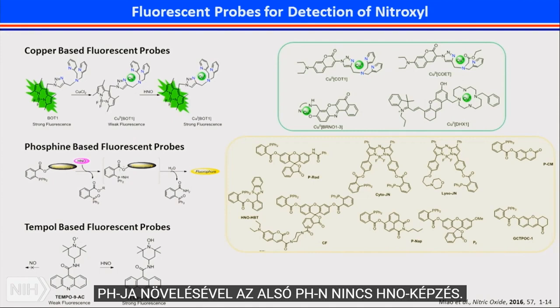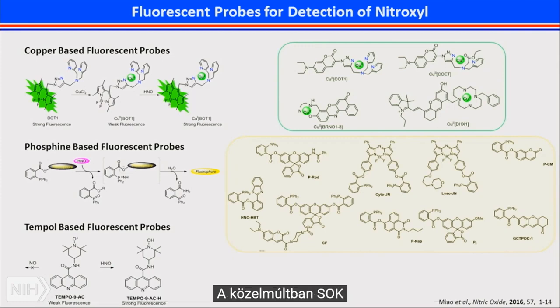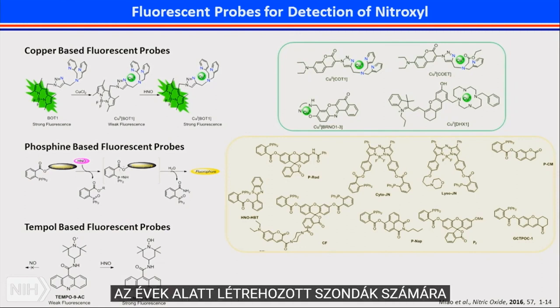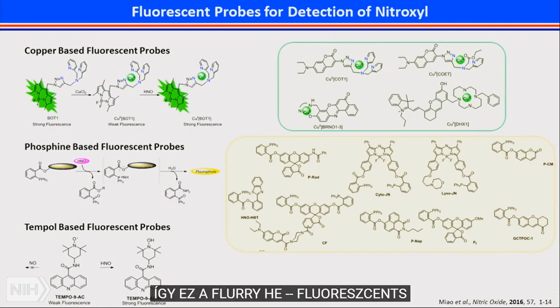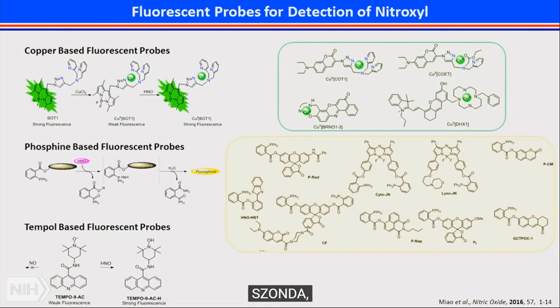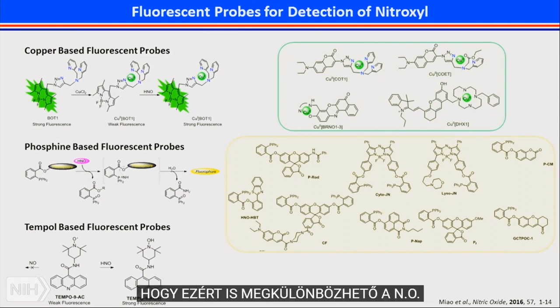So recently, there has been a lot of research going on for in vivo detection of HNO, and these are some of the fluorescent probes that have been generated over the years. This fluorescent probe was generated in Dr. Lippard's group at MIT. It can distinguish between HNO without interference from NO and peroxynitrite and hydrogen peroxide species.